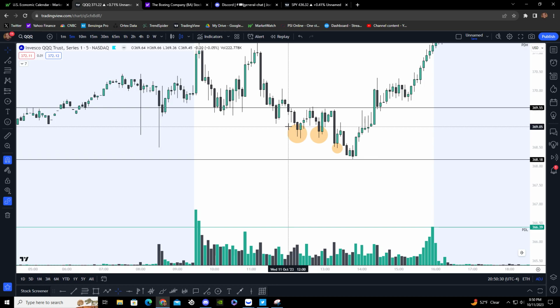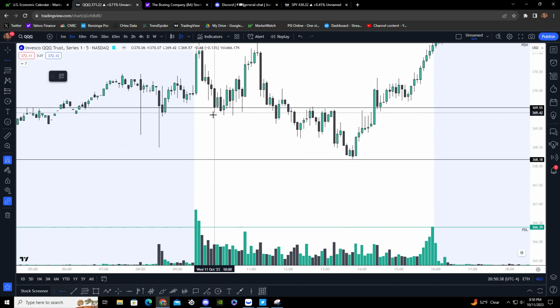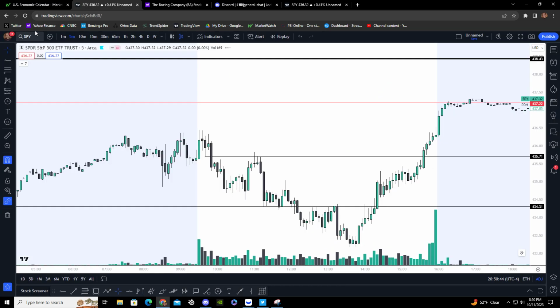We're going to need to sweep buy side, which would probably be intraday. Internal liquidity would be sitting probably around this 369.55. It was 434 something on SPY, 434.30. And what else do we also notice?